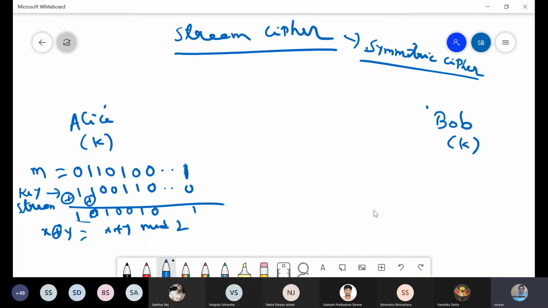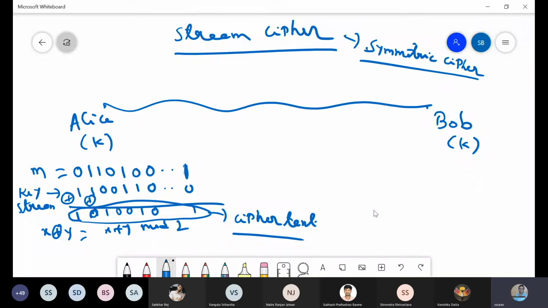So this is our ciphertext, and Alice will send this ciphertext to Bob. So this is 0 1 0 0 1 0 and so on. Bob will receive this ciphertext C. So what does Bob have to do? Bob has to get the plain text string back. So Bob has this ciphertext.